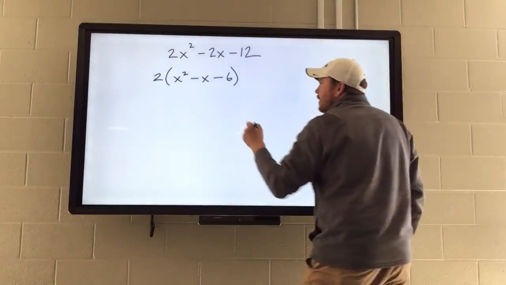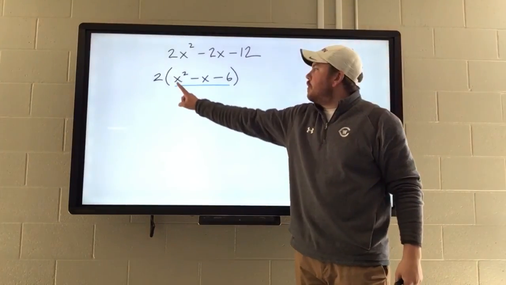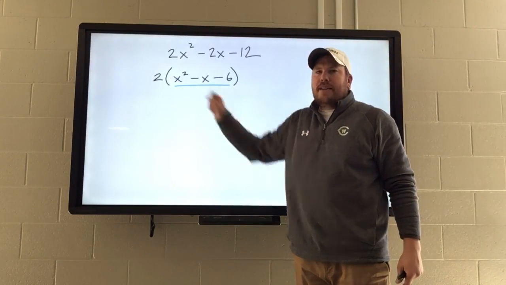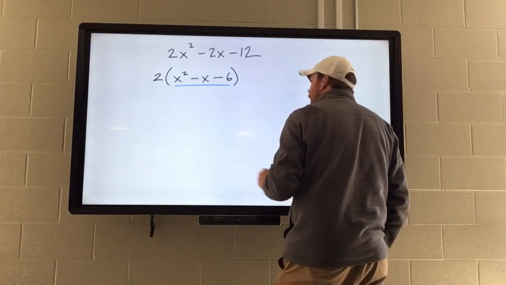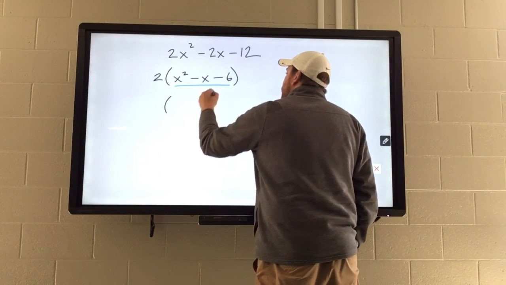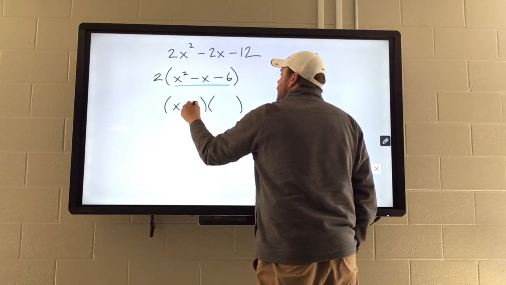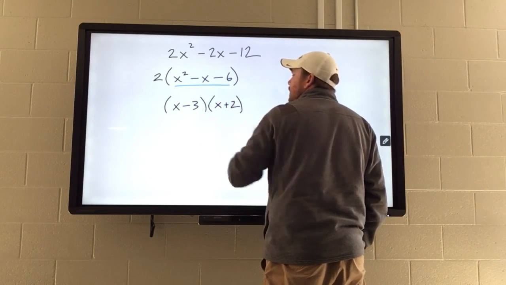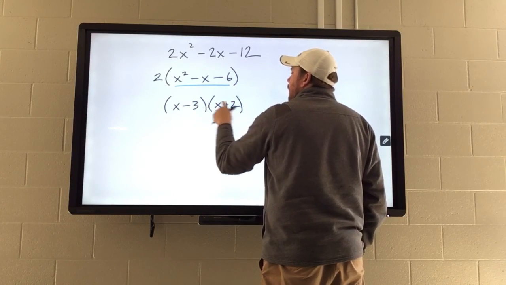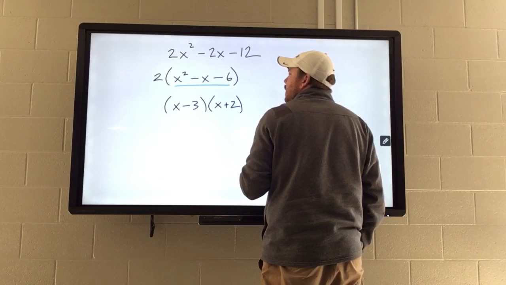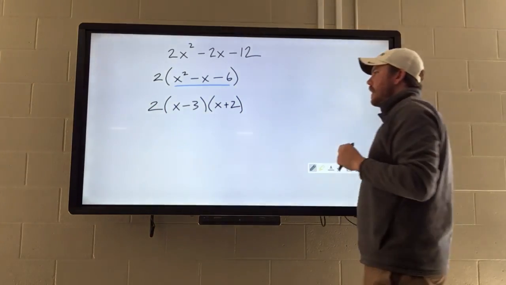And now, see what's left over in here? Now we have a quadratic trinomial that has a 1 in front of the x squared. So now we can use the strategy we used before, where we just find factors of negative 6 that add to negative 1. In this case, negative 3 and positive 2. Because negative 3 times 2 is negative 6. Negative 3 plus 2 is negative 1. All right? Then we just need to remember to bring the 2 down. This is our fully factored form.